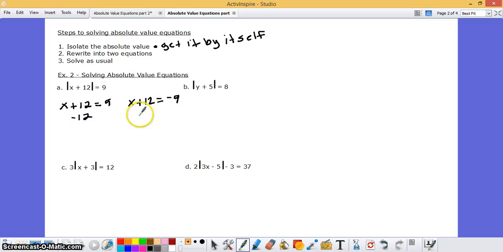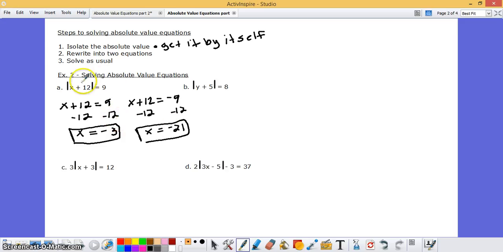Then we subtract 12 from both sides of the equation in both equations. 9 minus 12 is negative 3. Negative 9 minus 12 is negative 21. Both of these are the correct answer to that absolute value equation. We can check that by substituting in.